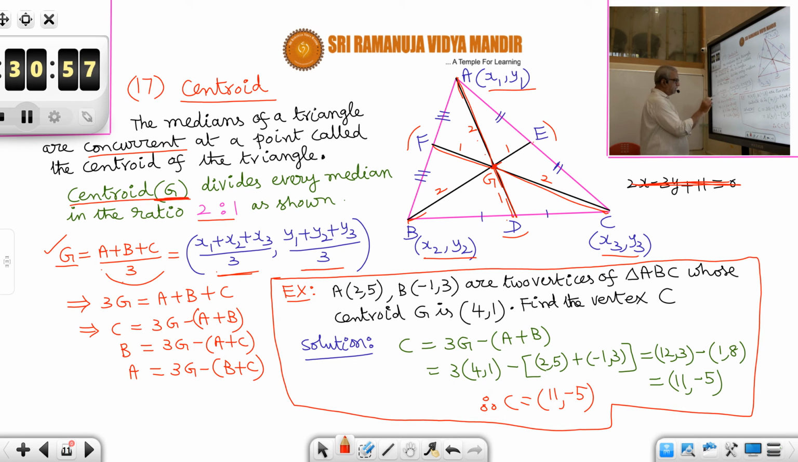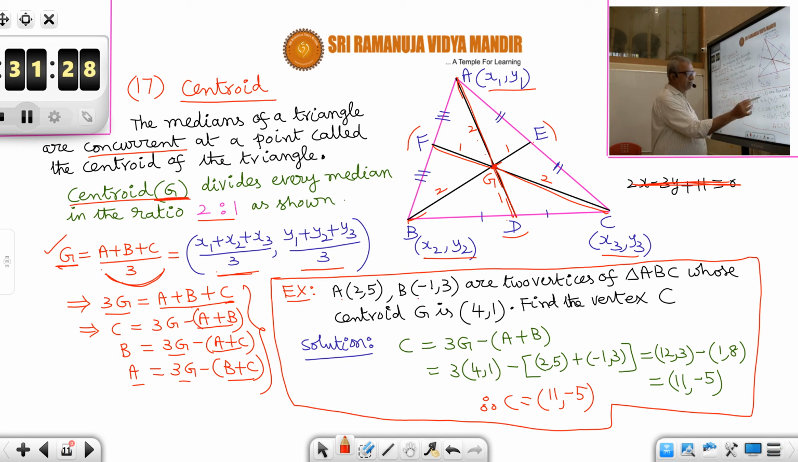See, this is very useful. G is equal to (A + B + C)/3. Cross multiply, you get 3G equal to A + B + C. Therefore C is equal to 3G minus (A + B). Similarly, B is equal to 3G minus (A + C). Similarly, A is equal to 3G minus (B + C). So I have taken an example here using this formula.